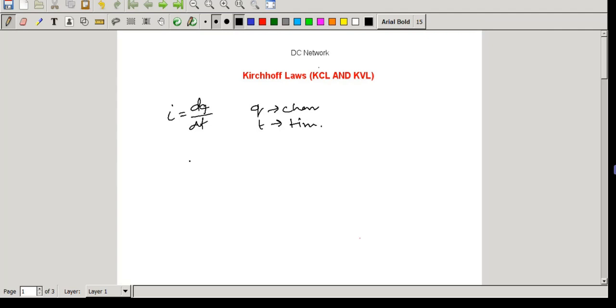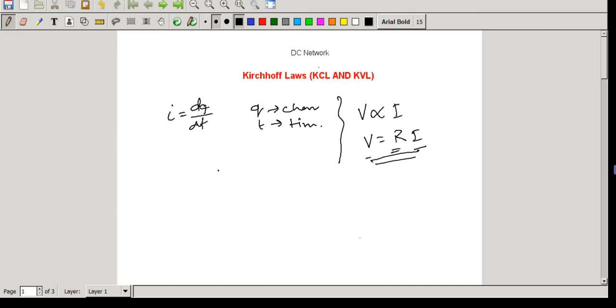Now another law we know that is also useful for networks: voltage is proportional to current I, or we can write that V equals I into R, where R is the resistance, I is the current, and V is the voltage. Now this formula or law is useful for solving any network analysis.